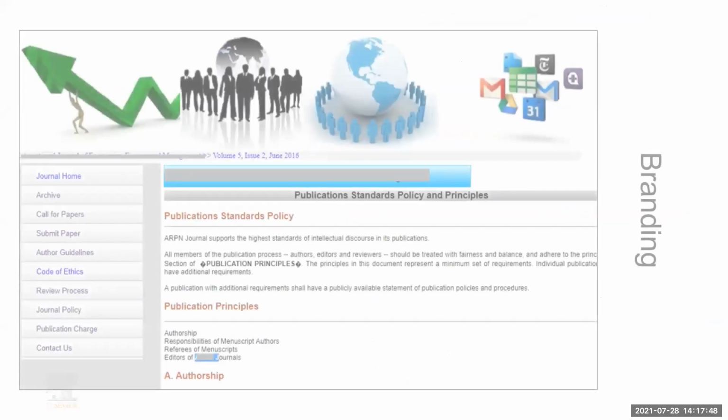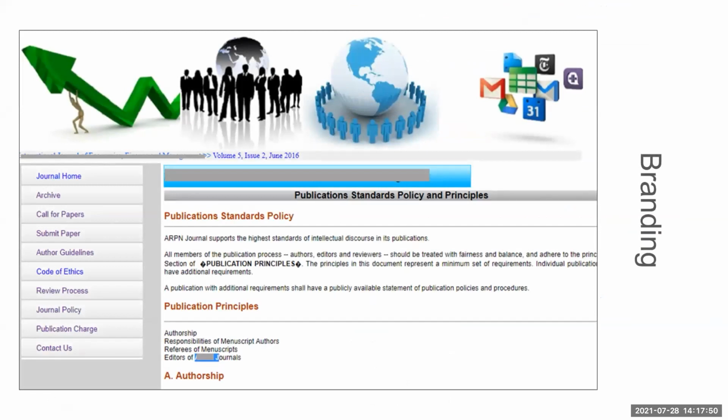Next example here is in terms of the branding. This is a little bit suspect if you look at this website of the journal, in that it is using normal images from the internet. It's clip art basically that is put together to act as a brand image.